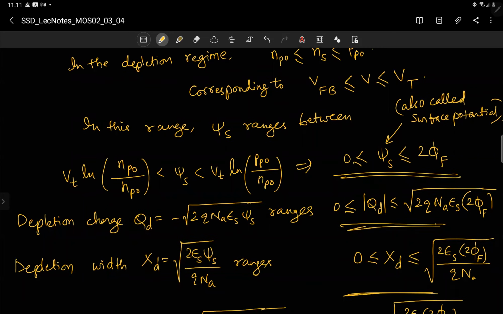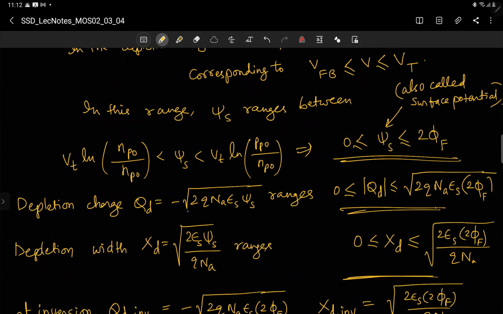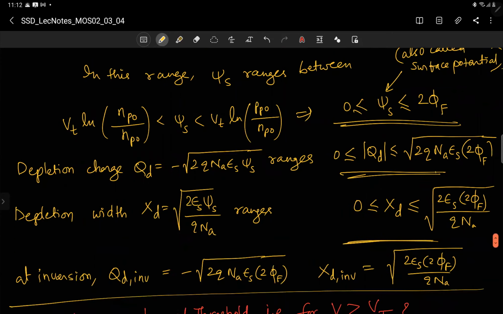And the depletion charge Qd, given by this expression, ranges between what? For Ψs you put 0, and the left hand side becomes 0, and for Ψs you put 2 phi f, it varies to this value. I have put a modulus because Qd is negative. In order not to confuse by changing this to greater than symbols, just to retain the same notation, I put the modulus. So the depletion width is what? This is the formula for depletion width, and for Ψs equal to 0, the depletion width is 0, and for Ψs equal to 2 phi f, you will get some depletion width.